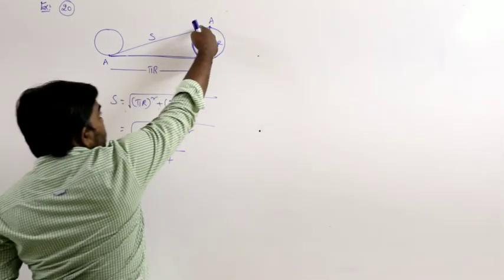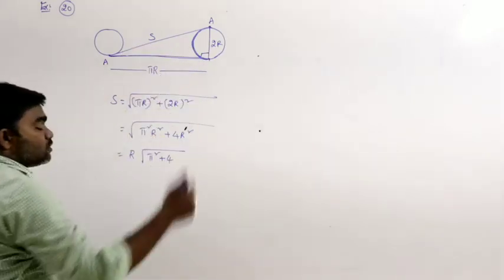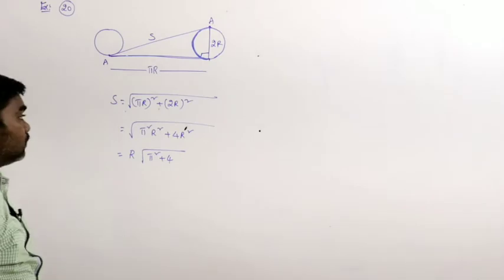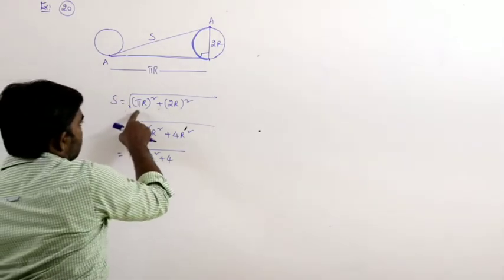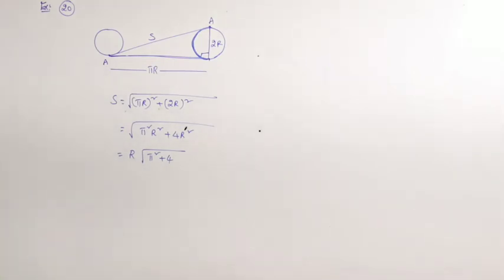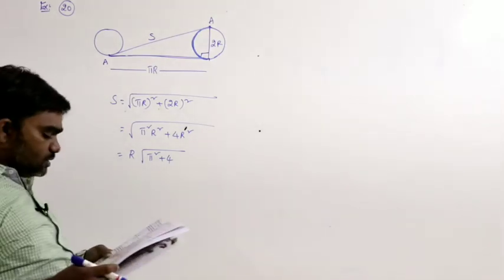So here the wheel completes half revolution. Half revolution means it is pi r, and the vertical total is the diameter, that is 2r. So displacement is nothing but under root of (pi r) whole square plus (2r) whole square. So that is r into under root pi square plus 4. So that is the situation.